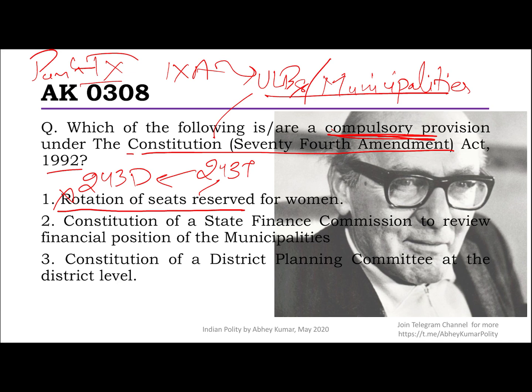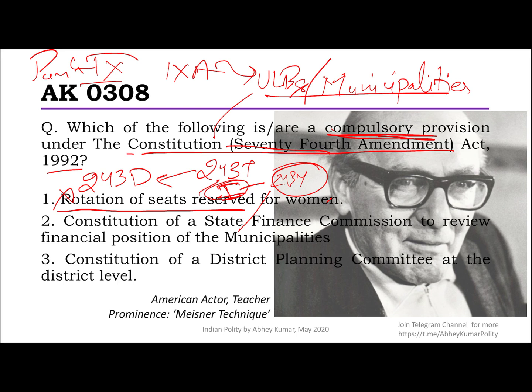Constitution of a State Finance Commission to review the financial position of the municipalities. If you read the provision here, that is 243Y, which is very much like 243I of the panchayat provisions. 243I constitutes the State Finance Commission, and that was provided by the 73rd Amendment. The same State Finance Commission is referred to under the 74th Amendment. It says that the State Finance Commission appointed under 243I will do this work for the municipalities as well. So actually the constitution part is not there in the 74th; it is from the 73rd, under 243I.